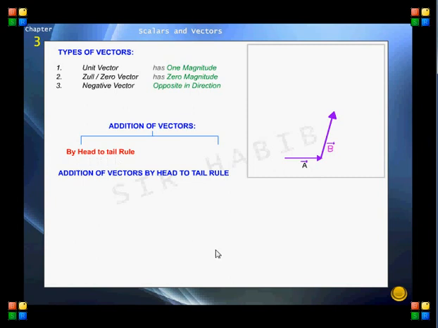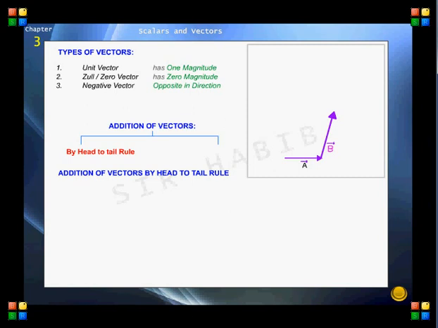So what's this called? Just wait a minute. What I've done is I put the tail on the head. I'm taking this B vector and putting it over the head of vector A. So this is the head to tail rule.